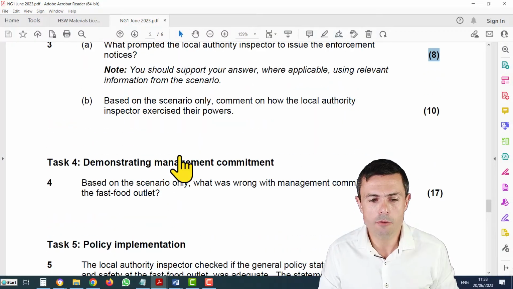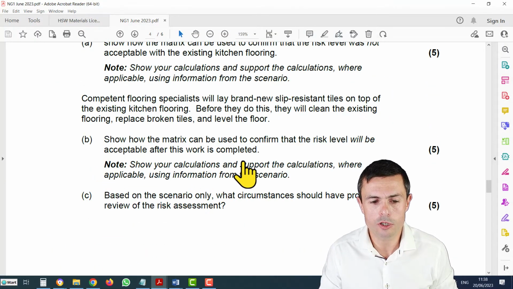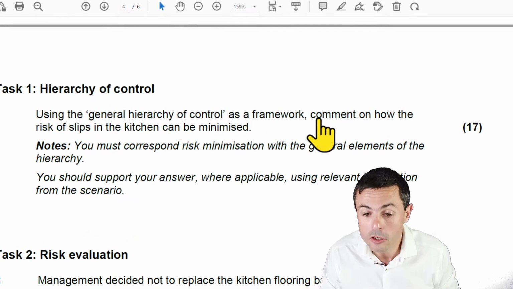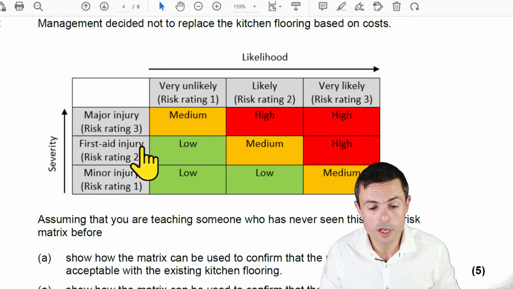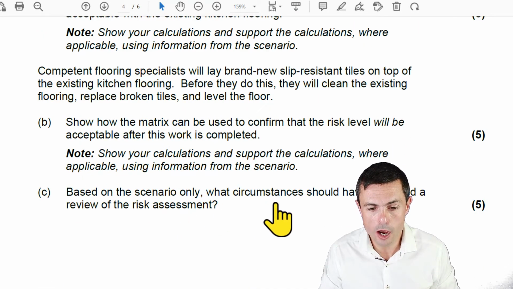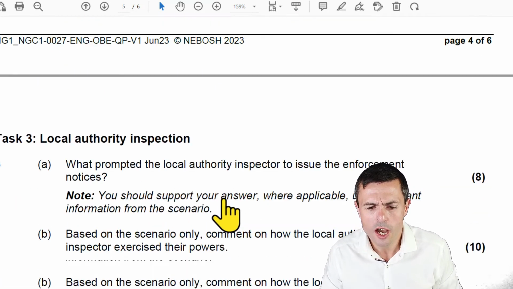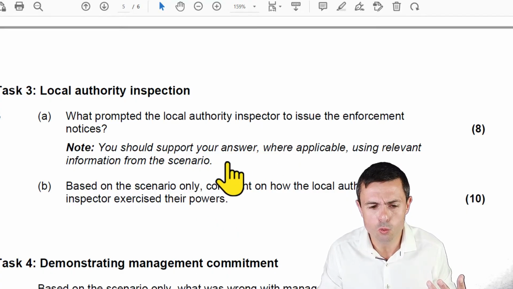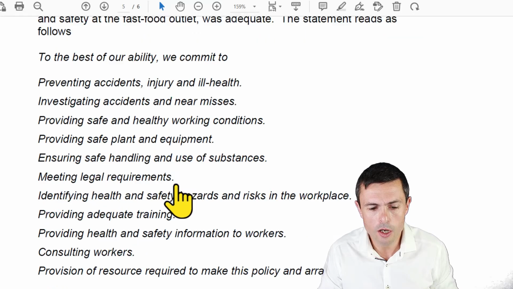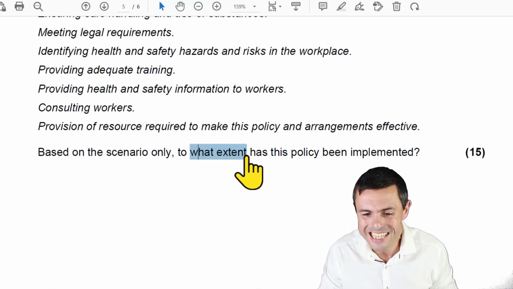Now you'll notice here that we might have a variety of different command words, so let's look at what these words are. Here we've got a comment word, here we've got a show how word, another show how, and then we've got a what. They'll use a variety of different words. We've got what's, comments, what was wrong. We've got to what extent. All of these mean different things, and this is actually explained in the NEBOSH guidance. So let's take a look at that.